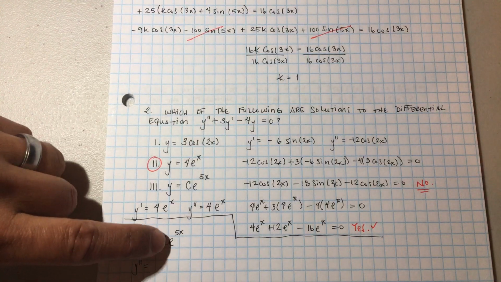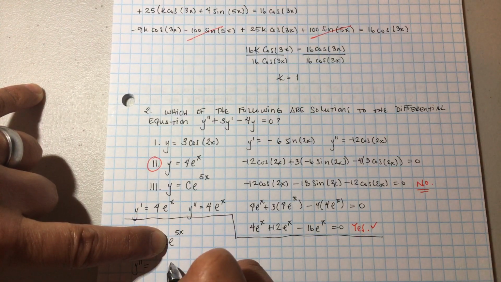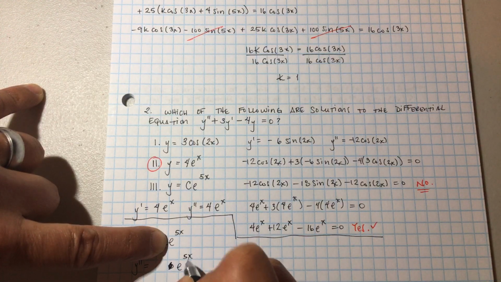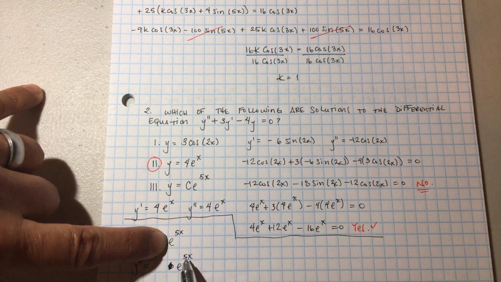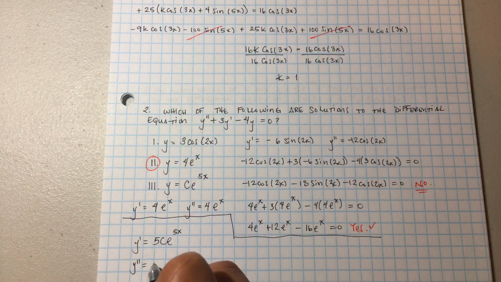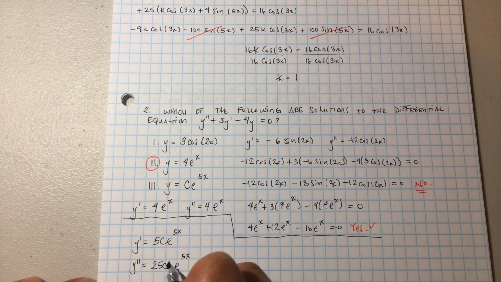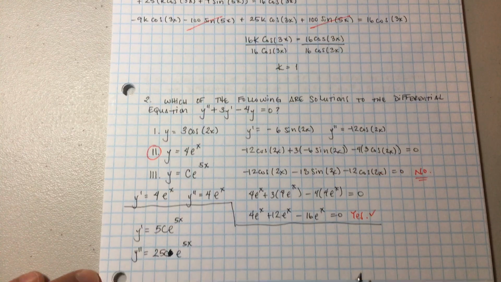Second derivative, same thing, cover up the 5c. e to the 5x is going to give you e to the 5x. And then the derivative of 5x is 5, times 5c is going to give you 25c. So this guy is 25c e to the 5x.